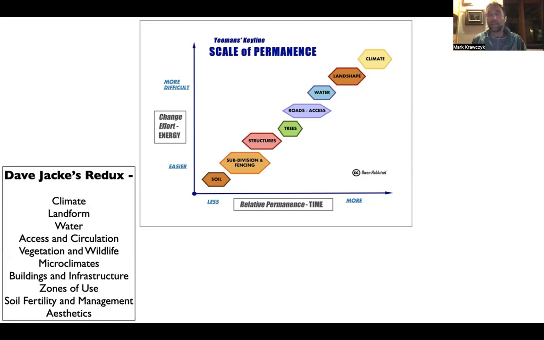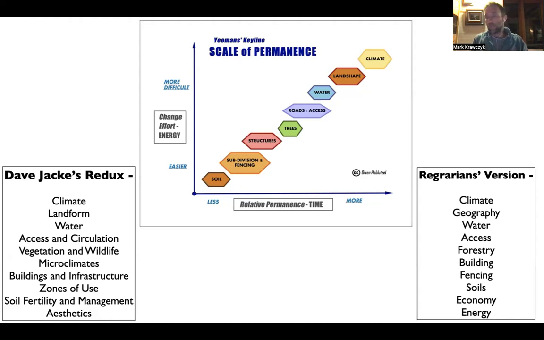And I'll just add that the scale of permanence is something that's been modified several times through history. Dave Jacke and Eric Toensmeier in their Edible Forest Gardens books did a modified version of that, and added a few specific elements. Darren Doherty and his company, the Regrarians, have also done something to kind of update and repackage that scale of permanence. Nonetheless, we see a lot of the same elements still expressed.